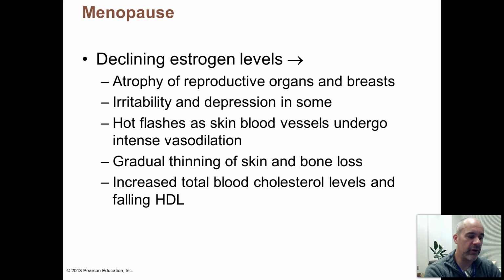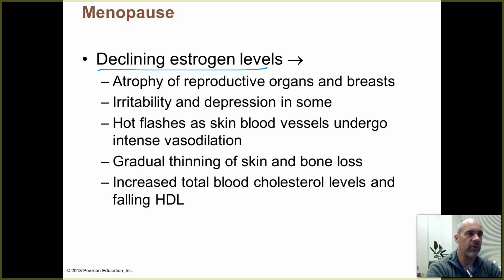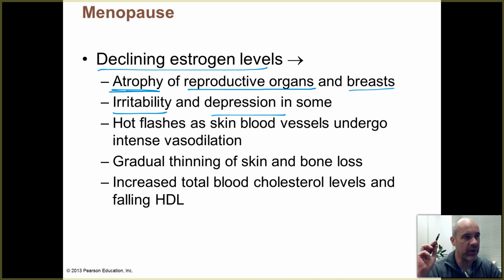In females, menopause results in declining estrogen levels. If you're not stimulating development of follicles, these follicles produce estrogens. So without development of the follicles, estrogen levels are going to drop dramatically. And this is going to lead to atrophy of the reproductive organs and the breasts, so they're going to decrease in size. Can cause irritability and depression in some women. Estrogens certainly have impacts on the brain, and so it's thought that in some women that can lead to depression.